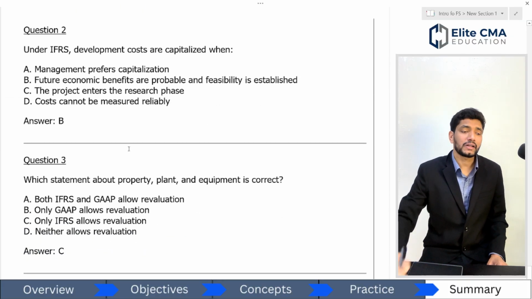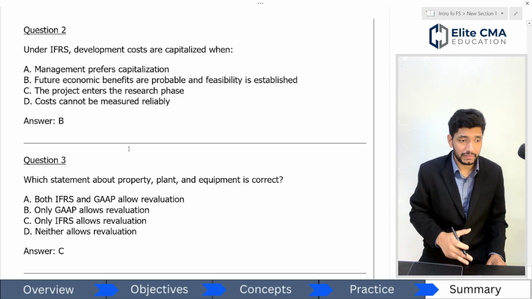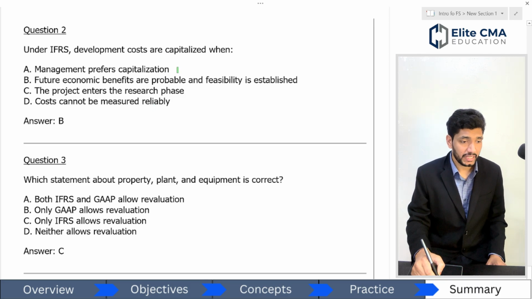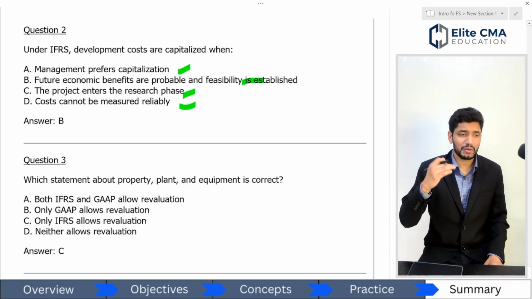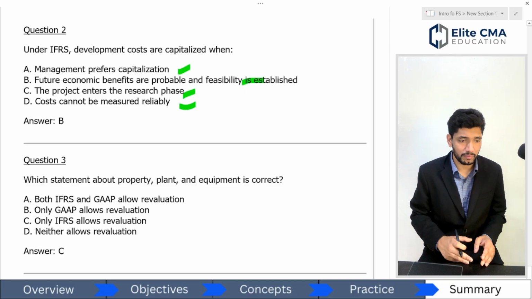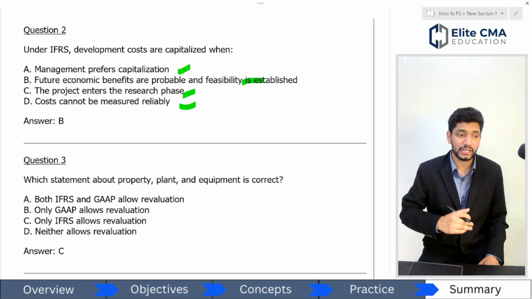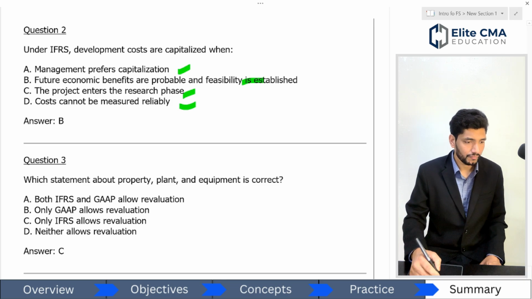Question 2. Under IFRS, development costs can be capitalized when: Option A, management prefers capitalization. Option B, future economic benefits are probable and feasibility is established. Option C, the project enters the research phase. Option D, the cost cannot be measured reliably. Here the answer is option B. When the future economic benefits of a project are probable and feasibility is established, in IFRS the development costs can be capitalized.